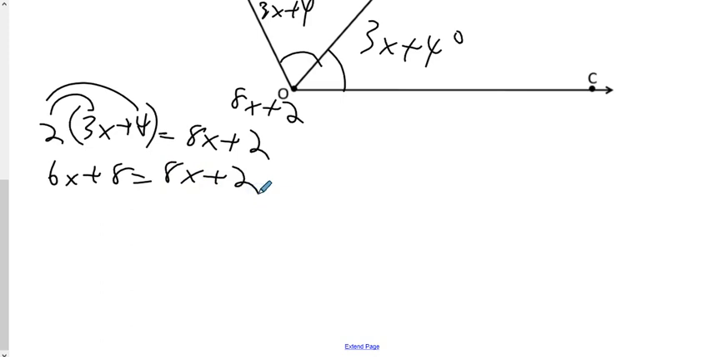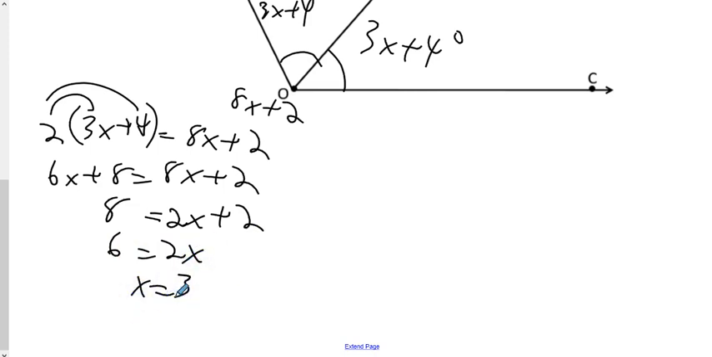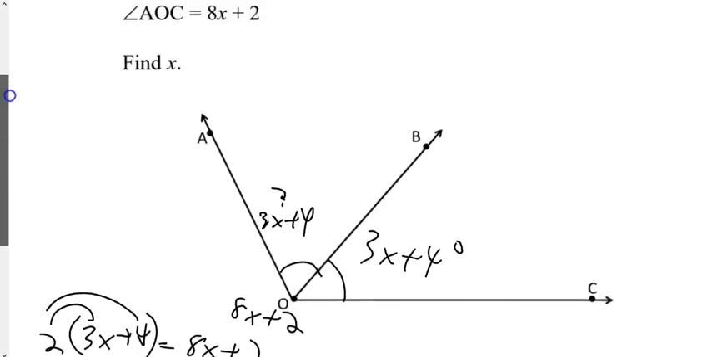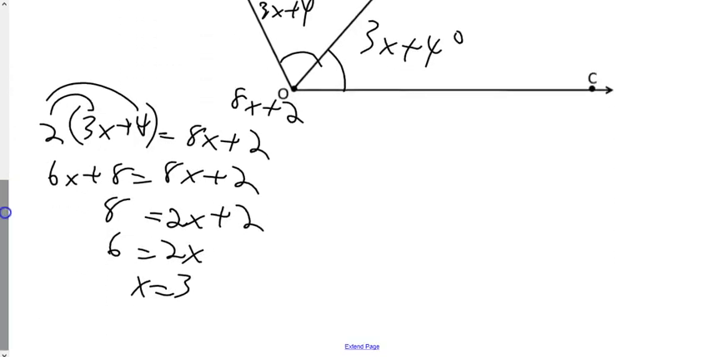I'm going to subtract 6x to keep my x's positive. I'm going to subtract 2 and get 6. And that gives me x equals 3. Now, what did it ask me to solve for? Just x. I'm finished. Again, if I needed to find out anything else beyond that, plug it in.